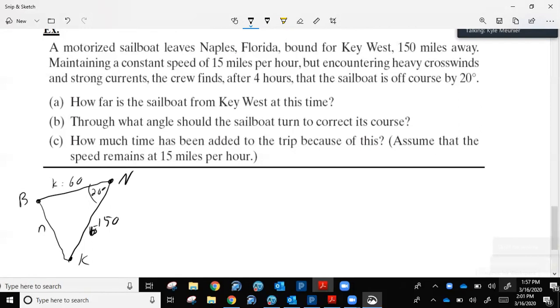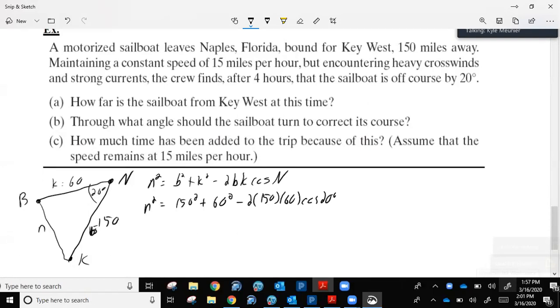I cannot use law of sines. First, it's not a right triangle, so I cannot do Pythagorean theorem or SOHCAHTOA. I cannot use law of sines because I do not know an angle and an opposite side. So I have to use the law of cosines. We're going to set this up to figure out side n, where n squared equals b squared plus k squared minus 2bk cosine of angle N. If we plug our values in, we get n squared equal to 150 squared plus 60 squared minus 2 times 150 times 60 times the cosine of 20 degrees.